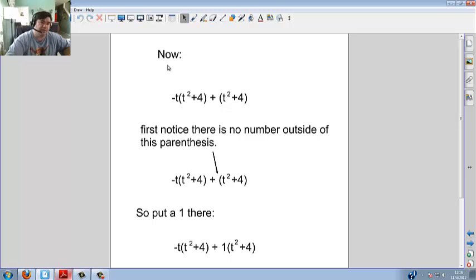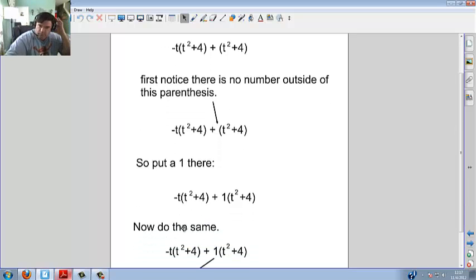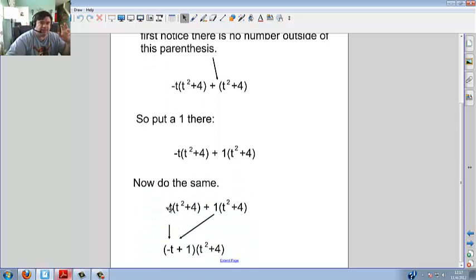And back. Now, here I have negative t times t squared plus 4, plus t squared plus 4. Now notice there's no number on the outside of this one. However, I can always put a 1 in front of there because it would be the same thing. So I'll put the 1 down here. And now I have negative t and 1 being times by t squared plus 4. So what you'll do is we're going to go ahead and take negative t plus 1 over here, t squared plus 4 over here. And that's all you have to do.